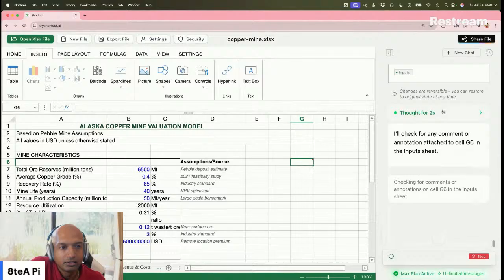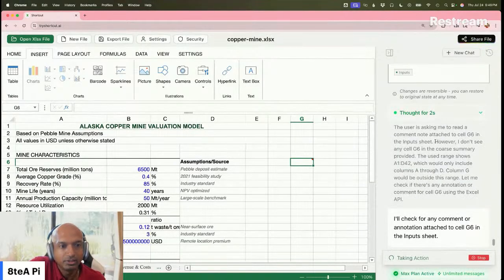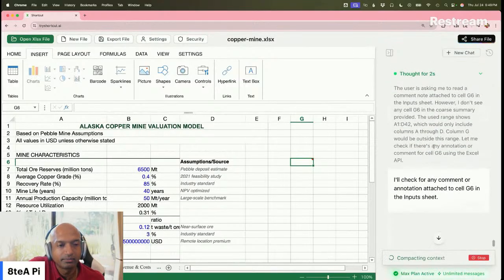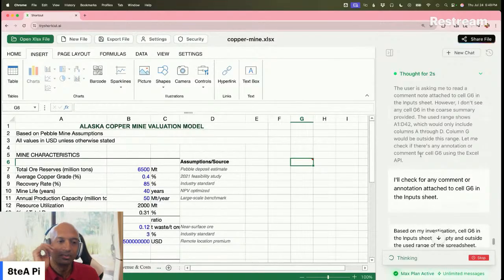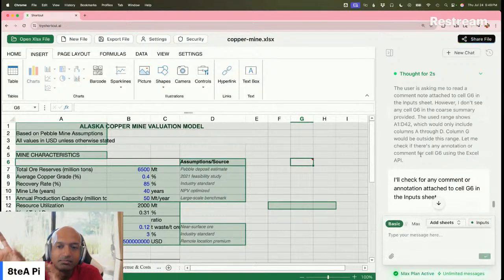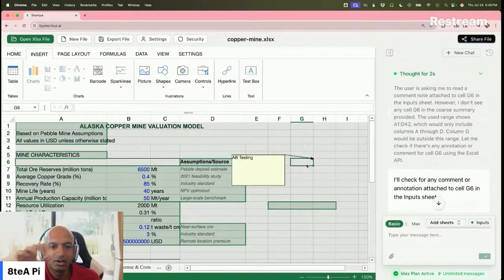All right. Let's see. Can it see? However, I don't see any cell G6 in the course summary provided. The used range shows A1 to D42. Aha. So we are starting to get into the weeds of this. What's happening is that the model has certain cells which have been identified as used, which are these cells, and other cells are identified as not used and therefore empty. And the model doesn't get to see immediately.